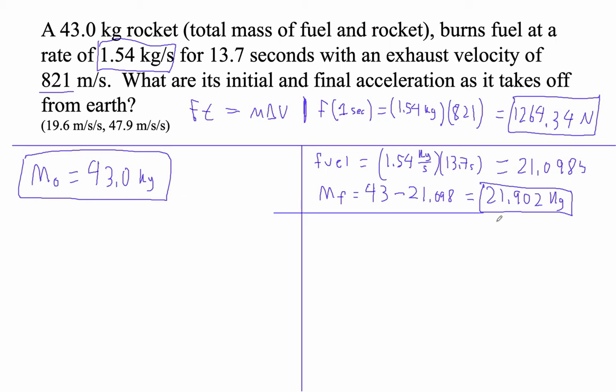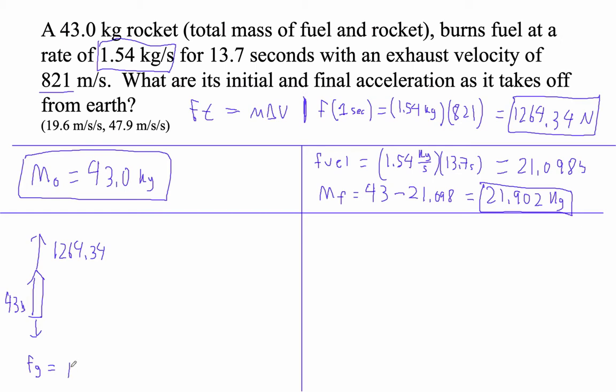Okay, so now we're set. We can figure out our F equals ma, right? So in the first case, we've got a 43 kilogram rocket. The force upward is this 1264.34. The force downward, we haven't figured that out yet. So force of gravity is 43 times 9.81, 421.83.